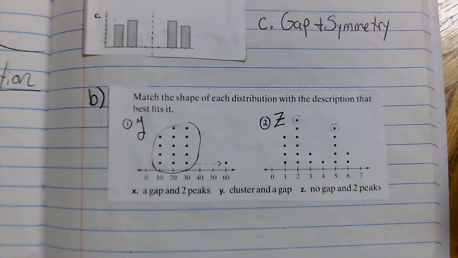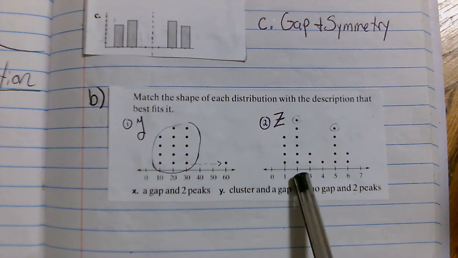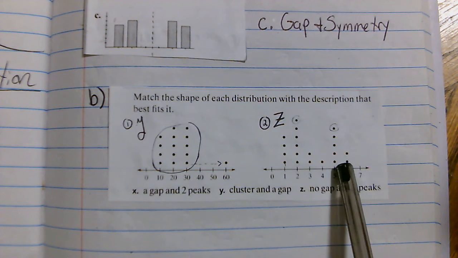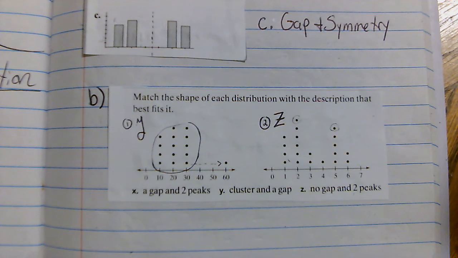Now, if you had chosen X for number 2, I could see how you would reason that. Because even though there's a point here, it does seem that there are very few data points in there, and you still have the 2 peaks. So if you had picked X, I could see your reasoning for that one. But number 1 definitely should be Y.